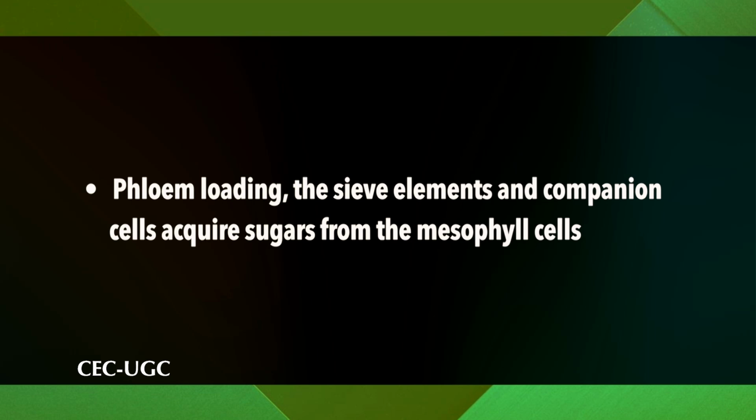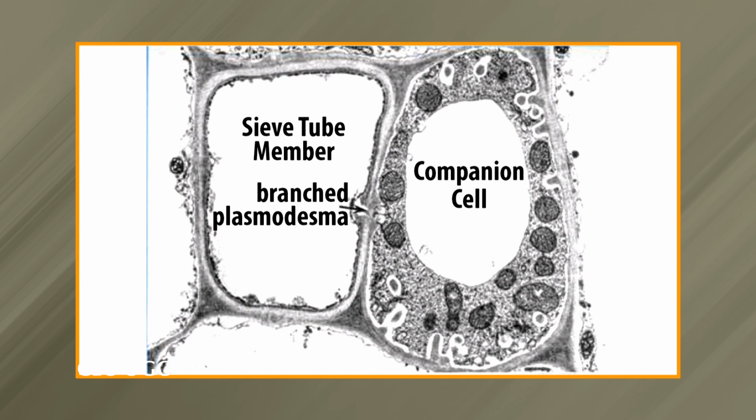Number 3. During phloem loading, the sieve elements and companion cells acquire sugars from mesophyll cells. It has been found in most of the species that the sugars become concentrated more in the sieve elements and companion cells than in mesophyll cells. Sieve element and companion cell act as a single functional unit called sieve element companion cell complex during the loading of sugars in the source tissues.